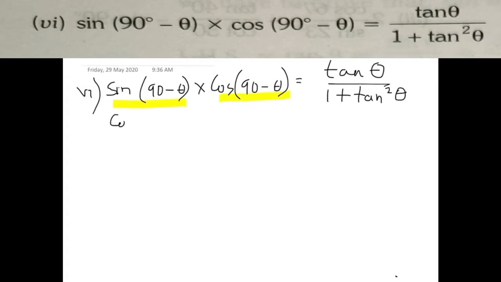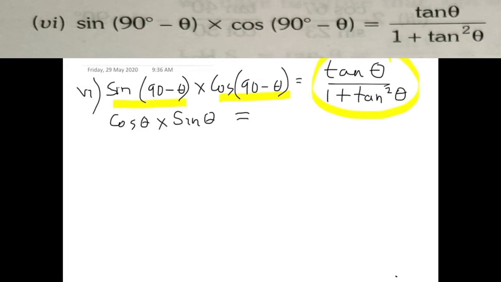So let me modify this. So sin 90 minus theta is cos theta into this is sin theta. So on the left hand side you have nothing to solve, you have just cos theta into sin theta. So right hand side also I must get cos theta and sin theta. So what I will do to convert tan theta over 1 plus tan square theta into sin theta cos theta is to simplify it, because on the left hand side I have sin and cos, sin into cos.